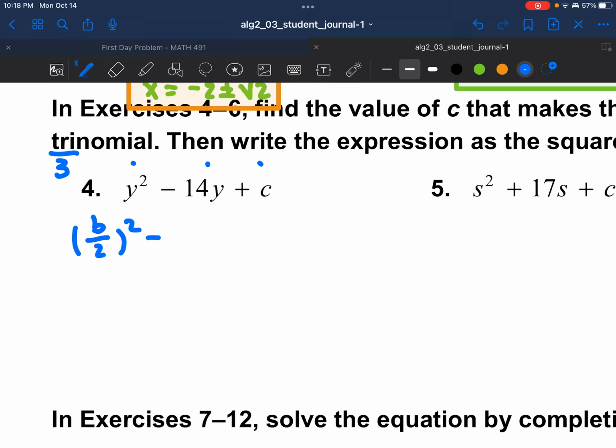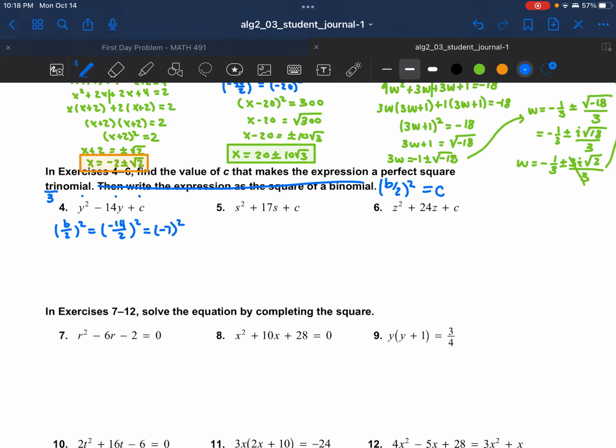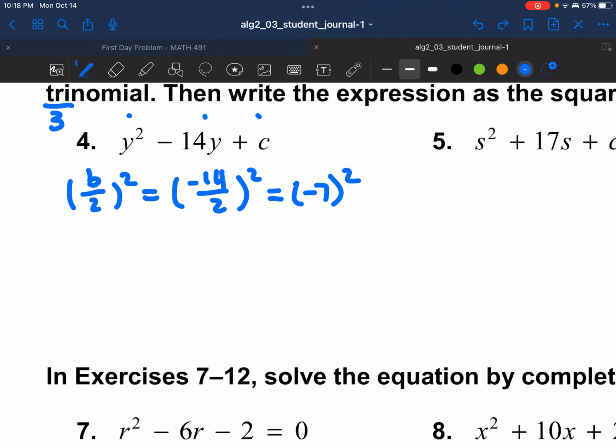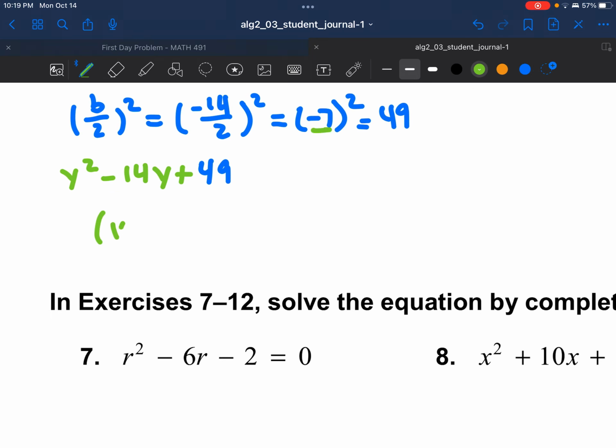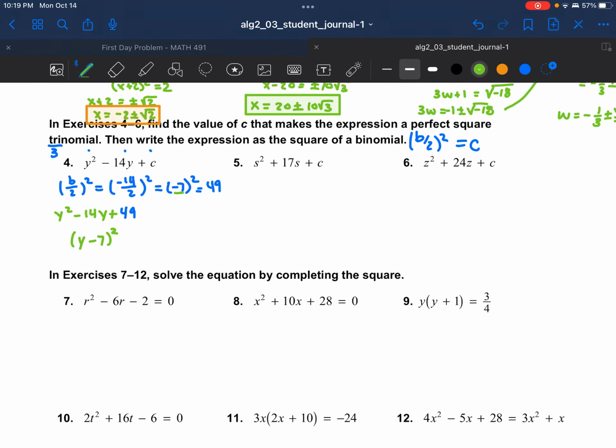So let's go ahead and do this. We've got (b/2)² equals (negative 14 over 2)², which is (negative 7)². All we're going to do for this one is not write it as a square of a binomial. Or actually, yeah, we will. We can take the time to do that. I changed my mind. Let's do 49. So this will be y² minus 14y plus 49, and when we rewrite this as a trinomial, we're going to use what's on the inside. So (y minus 7)².